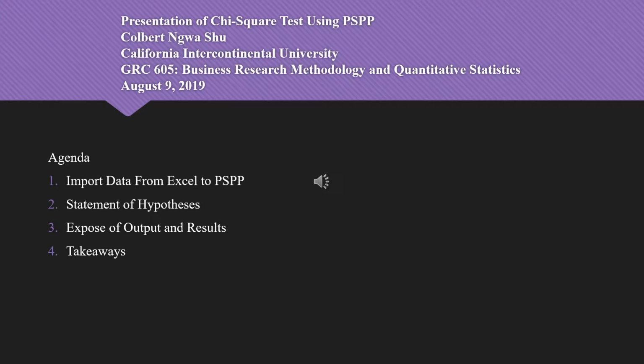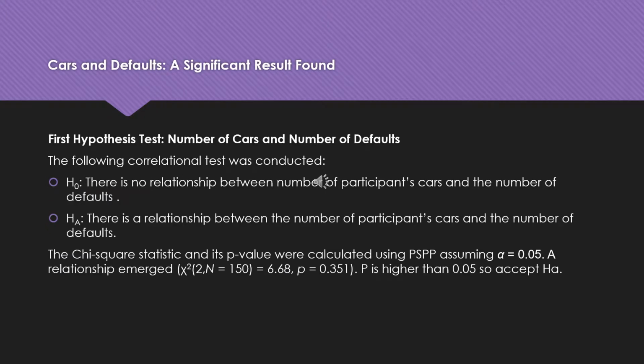Our agenda: first of all, we're going to import data from Excel to PSPP, then statement of hypothesis, followed by exposé of output and results, and finally our takeaways. The first chi-square correlational test consists of testing the relationship between cars and defaults, and we found a significant result here.